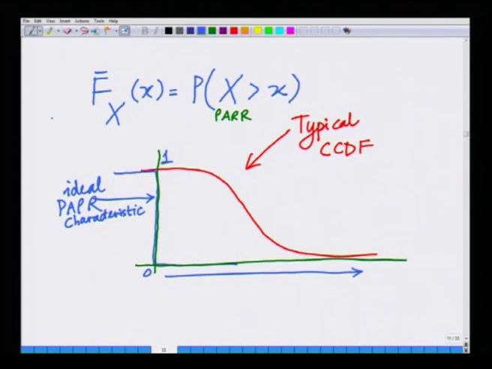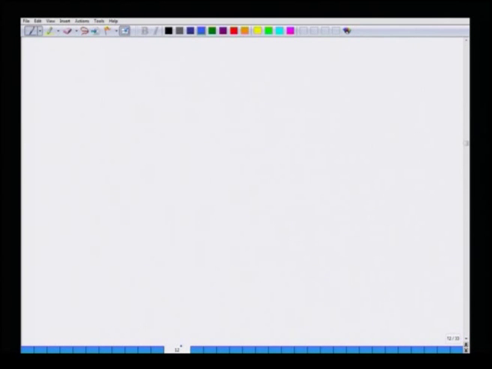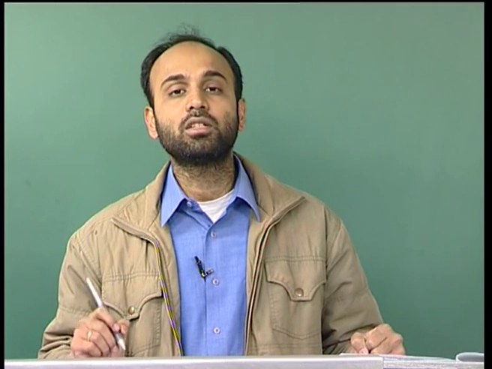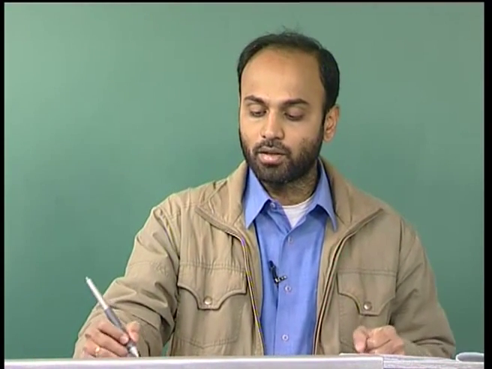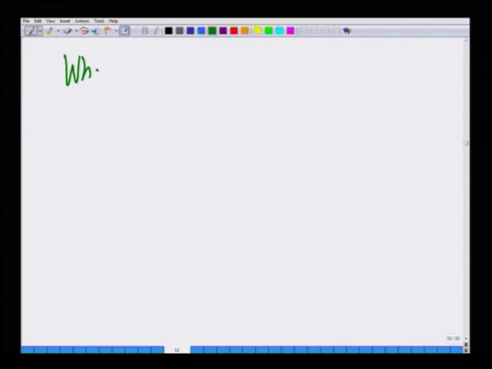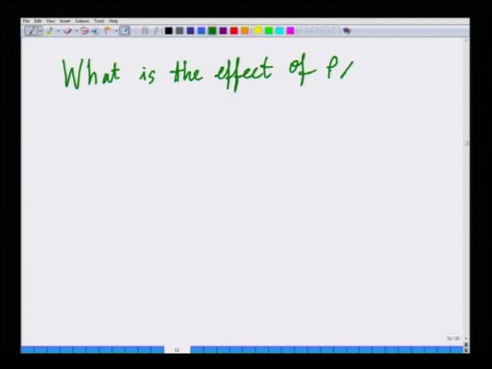So, coming back to our PAPR discussion, now let us talk about why this PAPR is such an important quantity in OFDM systems. What is the problem with PAPR? What is the problem caused by PAPR? That is what we want to understand. What is the effect of PAPR on OFDM?